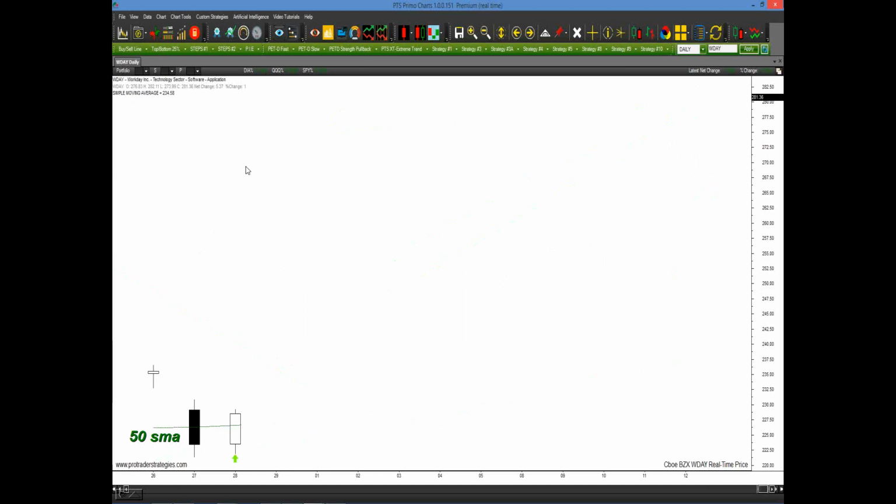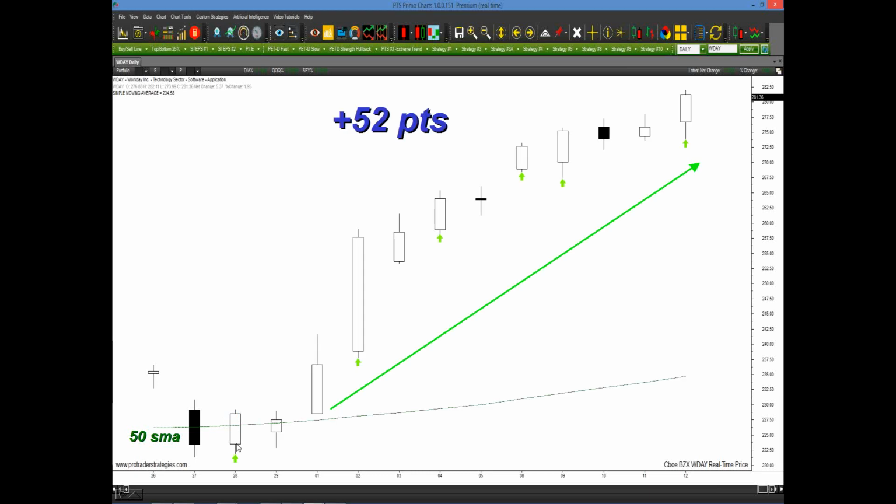Let's look at Workday. Now, all we're looking at is 3 bars. We had 1 bar close below, but then the next bar closed back above in the top 25%. So that's all we need. You don't need a lot of information. And the stock went up 52 points. You notice as it was going up, it continued to tell us on the short term that it wants to go higher.